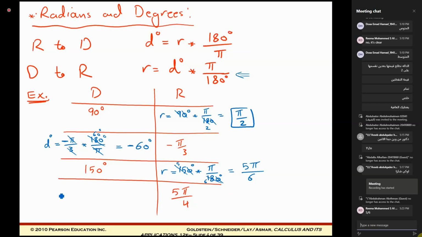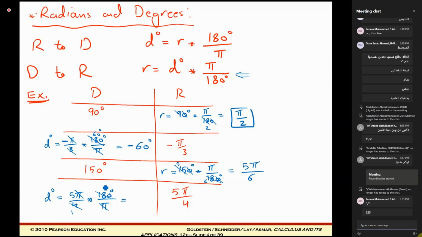We have a radian measure, 5 pi over 4, and we need to find the degree. 5 pi over 4 multiplied by 180 degrees over pi, remove pi with pi, divide 180 by 4, we have 45. Sorry, not 25, wait, sorry.